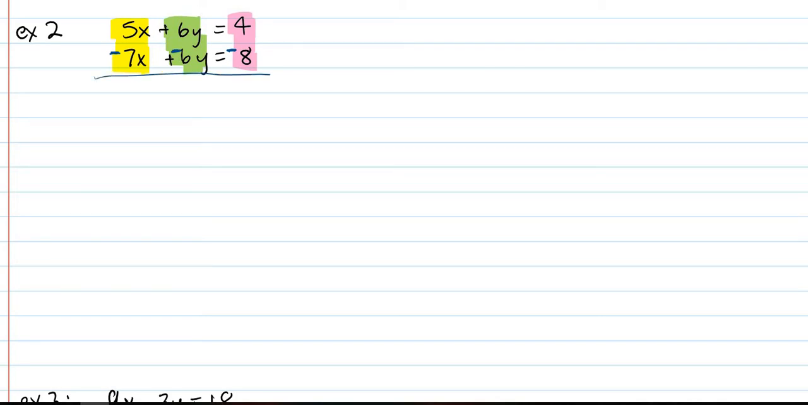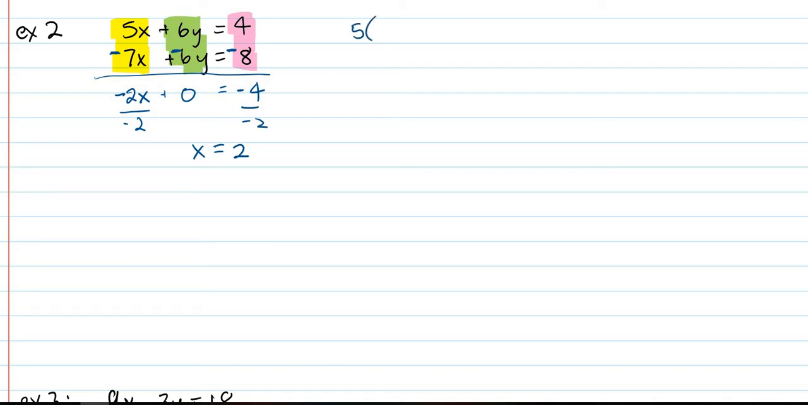But now, when I subtract, I have 5x minus 7x, which is -2x. I have 6y minus 6y, which is 0. And then I have 4 minus 8, which is -4. So I isolate the x by dividing by -2 on both sides, and I get x equals +2. Then, again, I need to plug it back in order to solve for the rest of the solution.